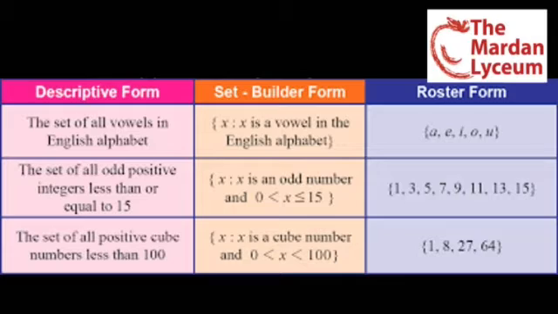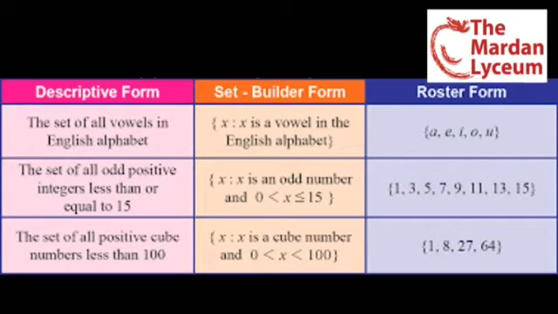So the set can also be written as A is equal to the set of elements X such that X is a vowel of the English alphabet. This is called the set builder notation. In set builder notation, the set is expressed in the form of a rule.